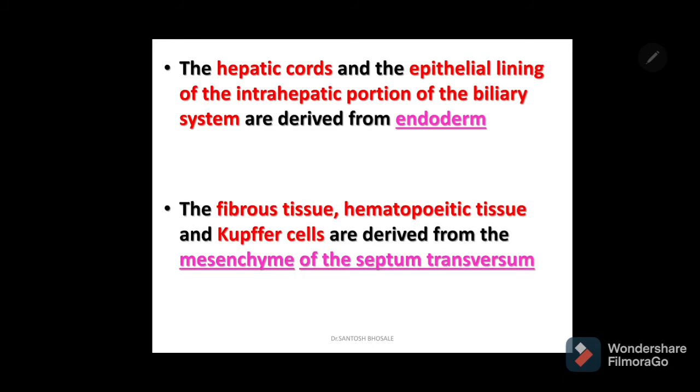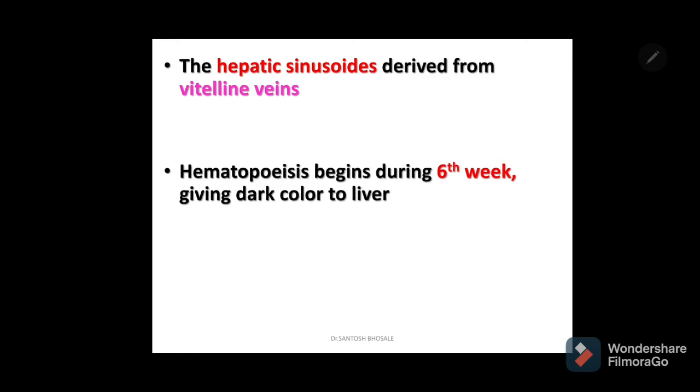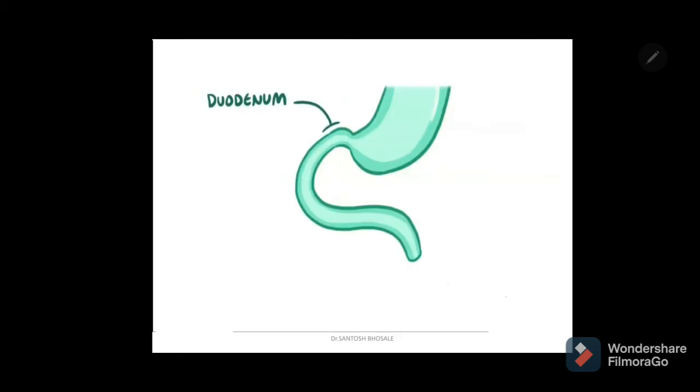The hepatic cords, as we have discussed earlier, and the epithelial lining of the intrahepatic portion are derived from the endoderm. The fibrous tissue, hematopoietic tissue, and the Kupffer cells are derived from the mesenchyme of the septum transversum, whereas the hepatic sinusoids are derived from the vitelline veins. Hematopoiesis begins around the 6th week in the liver, giving it a characteristic dark color. And hepatic cells begin to form bile only during the 12th week.